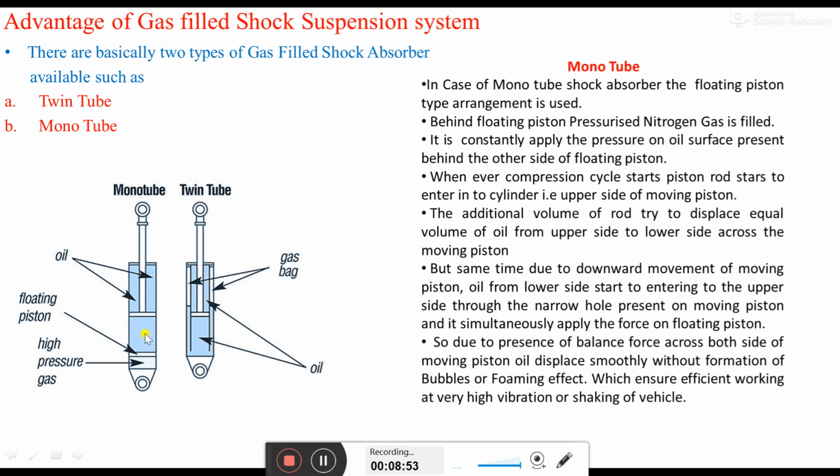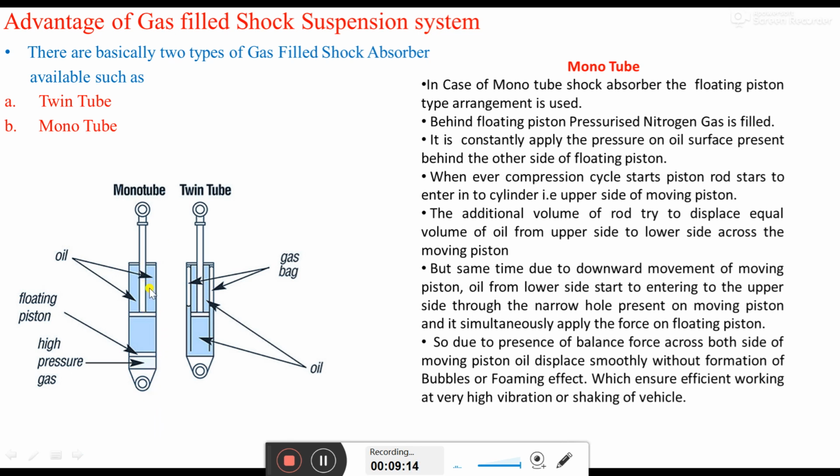Okay, and movement of the oil from the bottom going in the upward direction across the narrow hole. This is the compression cycle of the spring. When rebounding takes place, that time again this outer tube is moving downward and this rod is coming outward.